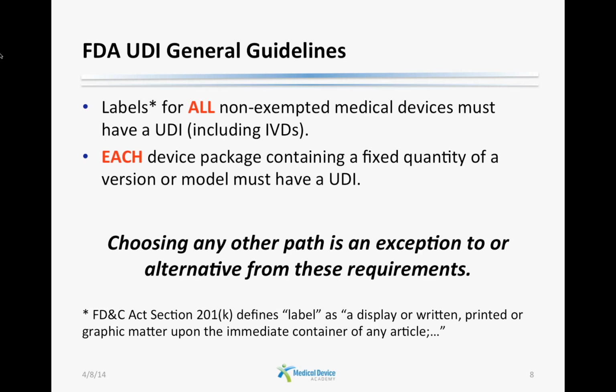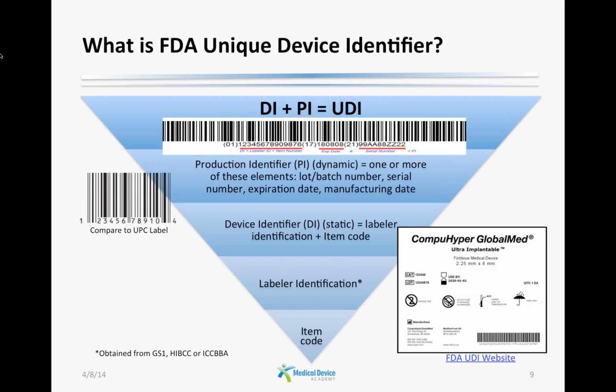As you can see, the UDI is made up of several ingredients. Starting with the item code, add the labeler identification code, and you have the device identifier. Mix in the production identifier, and you have a UDI, which looks like a traditional UPC barcode on steroids.